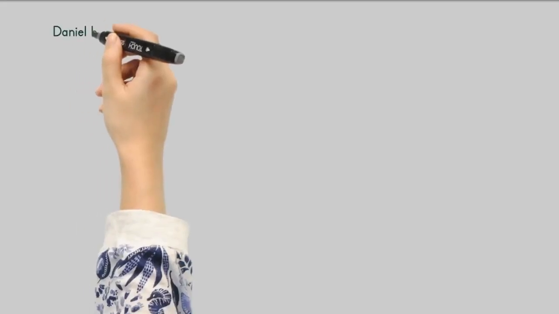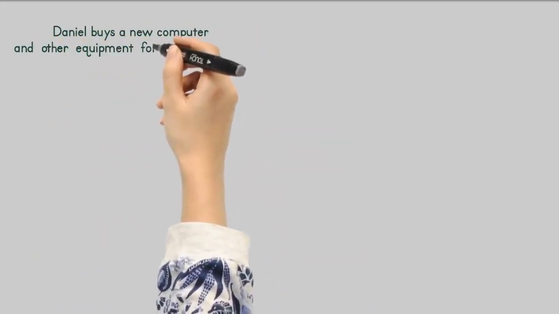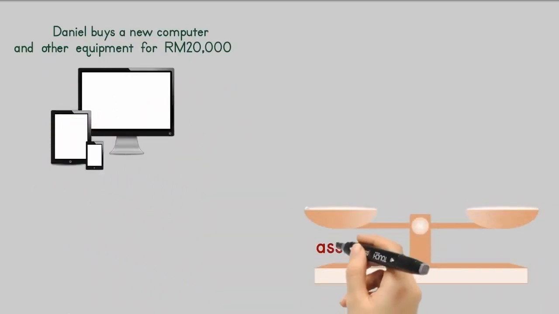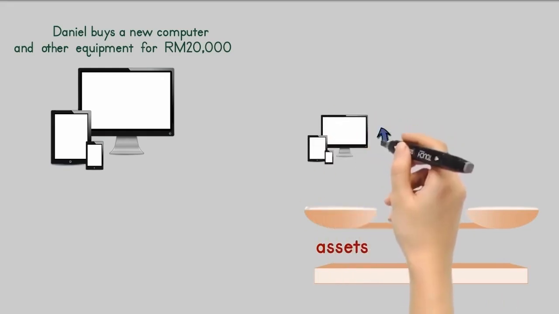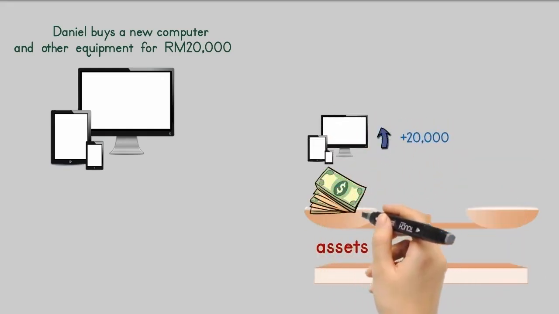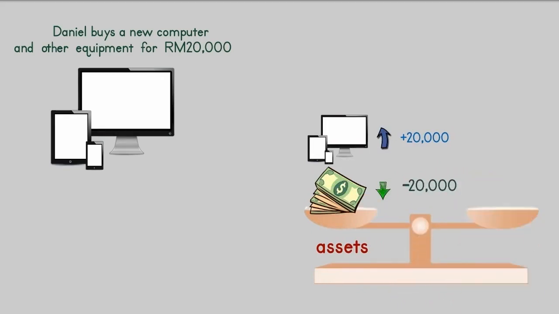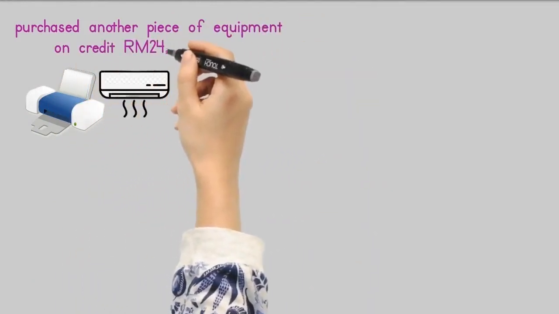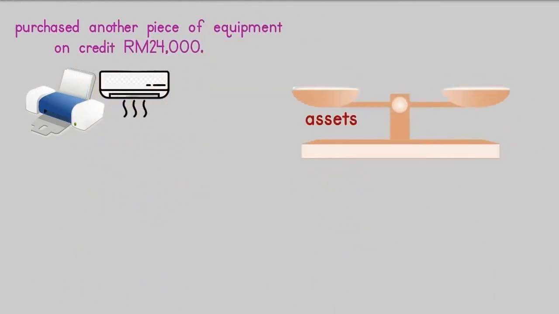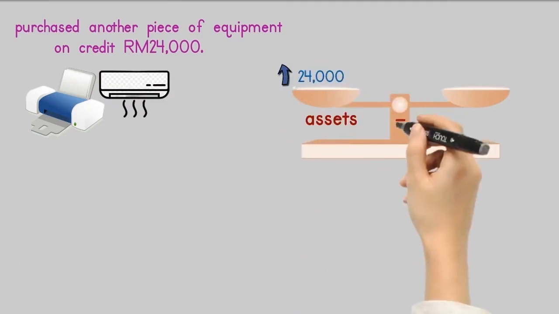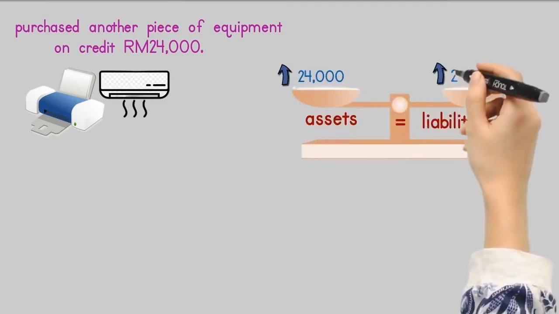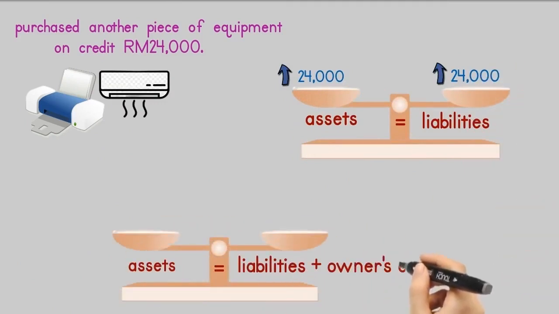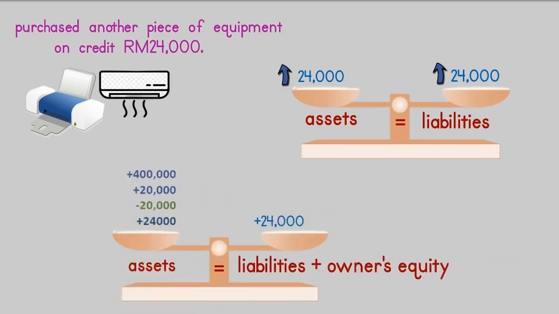The next transaction happens when Daniel buys a new computer and other equipment for $20,000. Both the computer and equipment are purchased, and cash is paid for the assets. So in this transaction, there is an increase in one asset and a decrease in another asset. The third transaction happened when Daniel purchased another piece of equipment on credit for $24,000. This transaction is an increase in assets and also an increase in liabilities. We saw that the accounting equation contains three accounts, namely assets, liabilities, and owner's equity.